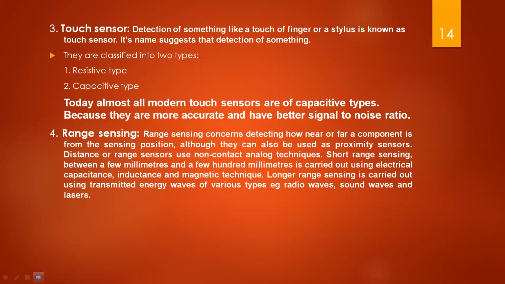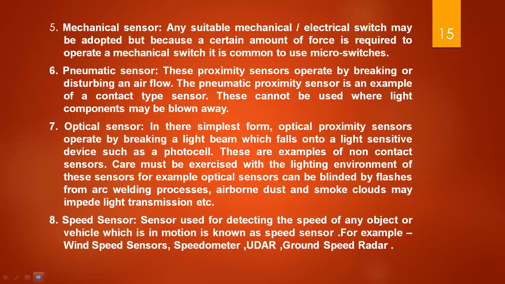Short range sensing between a few millimeters or few hundred millimeters is carried out using electrical capacitance, inductance, and magnetic technique. Longer range sensing is carried out using transmitted energy waves of various types like radio waves, sound waves, and lasers.